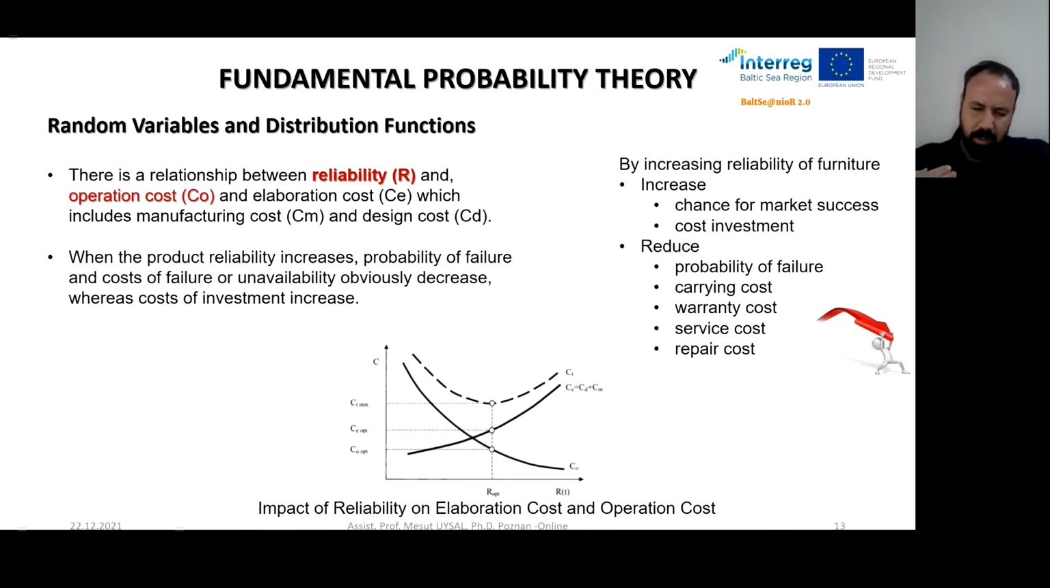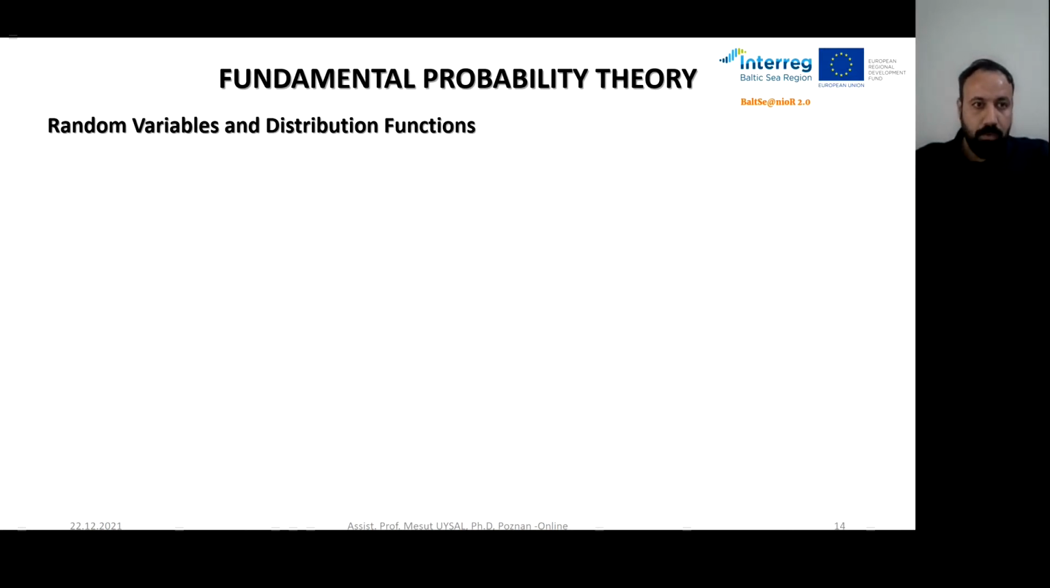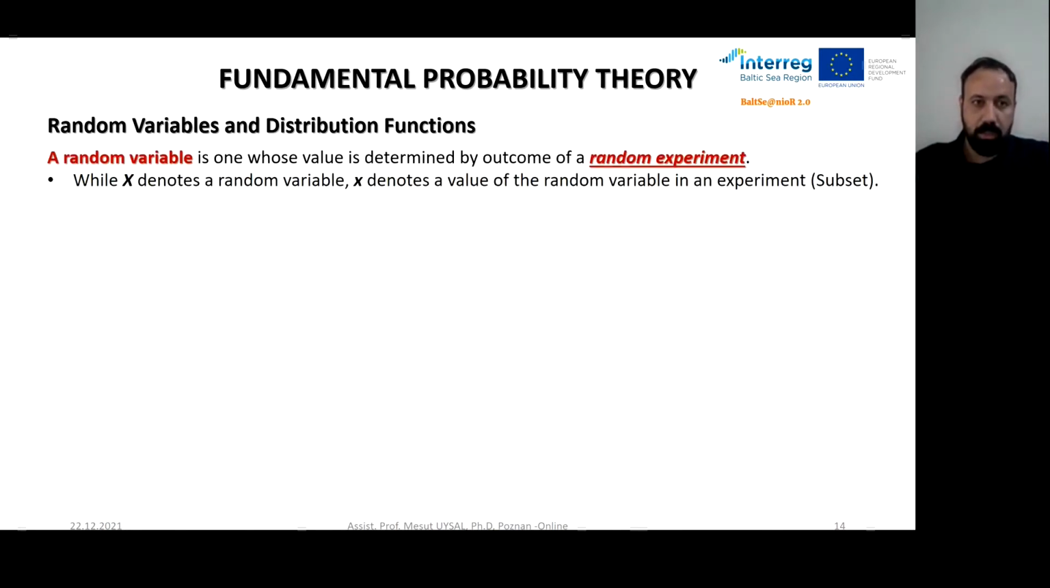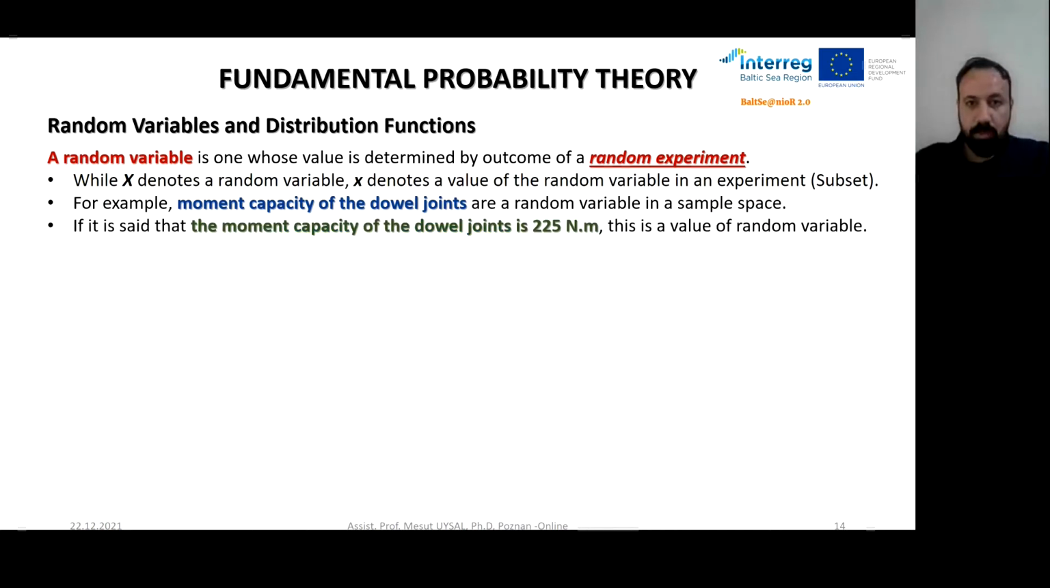Before reliability analysis or a probabilistic approach, we need to understand probability. What is probability? To understand and set a probability, we need variables. These variables we call random variables. A random variable is one that is determined by the outcome of a random experiment.